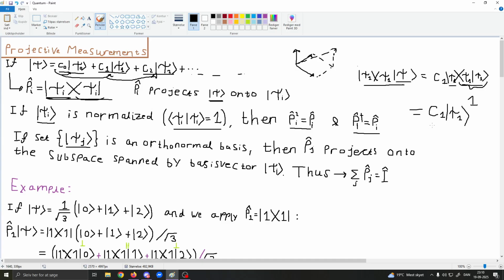And this basically tells us, it's almost like asking our quantum state psi, how much does it point in the direction of psi1? We ask that question by applying the projector for psi1, and the answer is that it points in psi1 by some amount corresponding to the amplitude of psi1, c1.